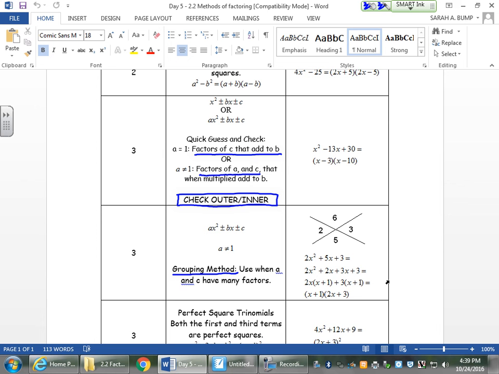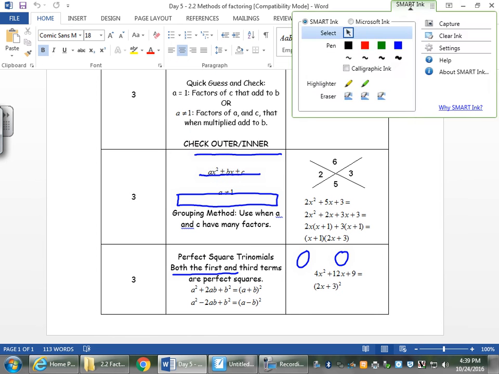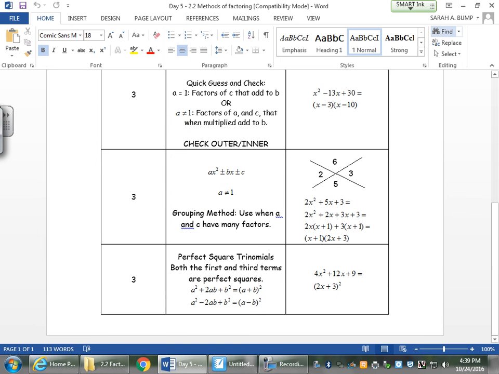The example over here, technically, A and C don't have a lot of factors, so that would be a problem that I would expect you to do by guessing and checking, not grouping, but I just provided an example of how grouping works using that problem. But that would be a problem that you should guess and check, not use grouping. And then the last one with 3 terms is what we just learned today, the perfect square trinomials, and it provides another worked out example of what we just did.